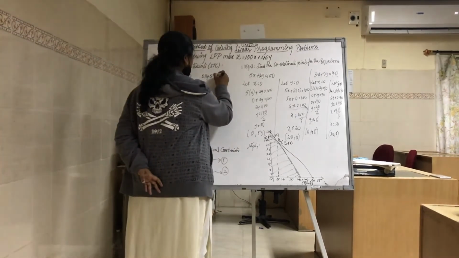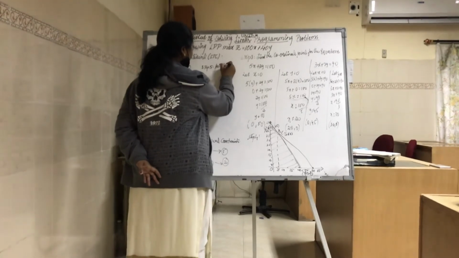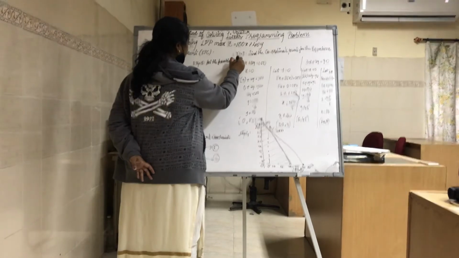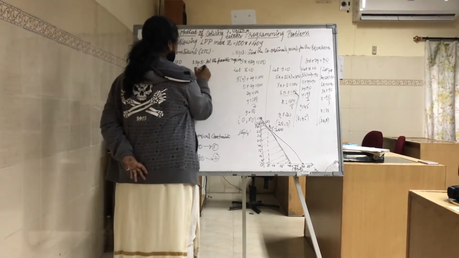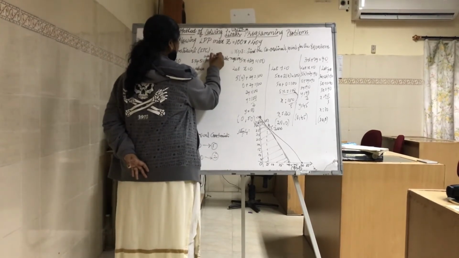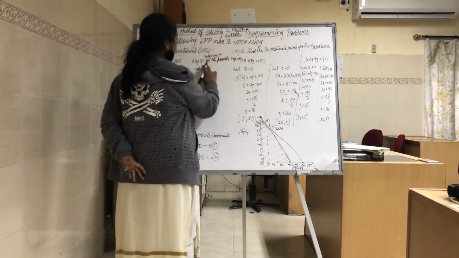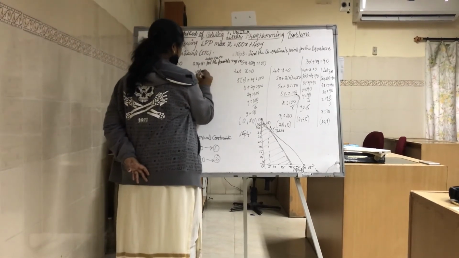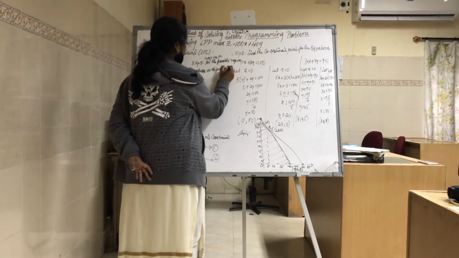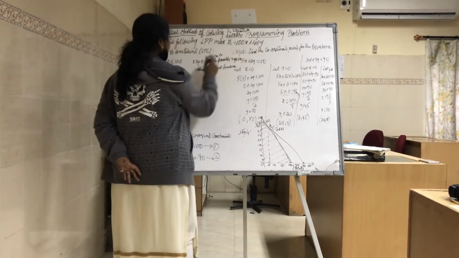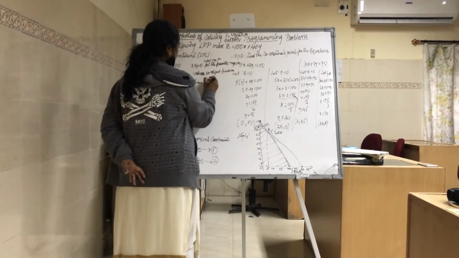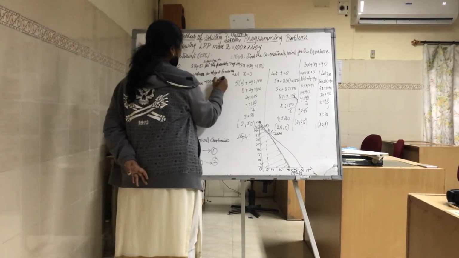Plot the feasible region values, or you can say substitute also. Substitute the feasible region values in the objective function. Here the objective function is Z max is equal to 100x plus 40y.